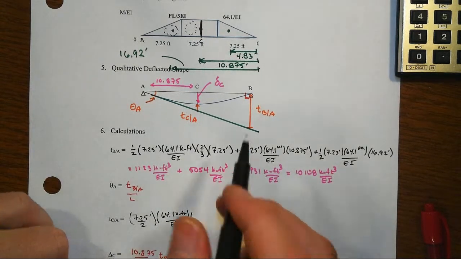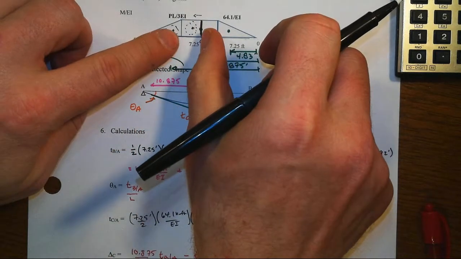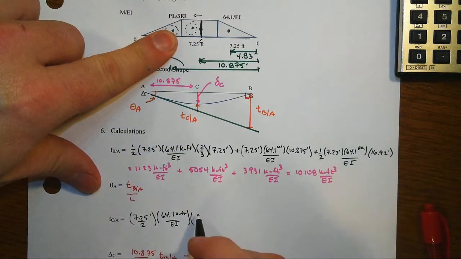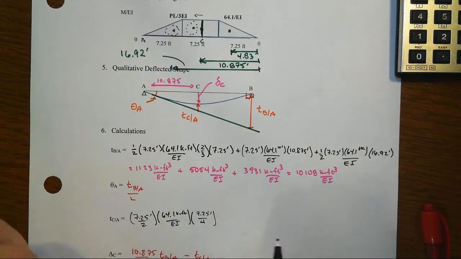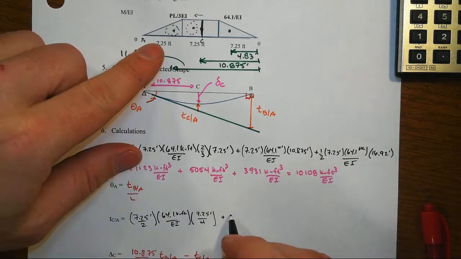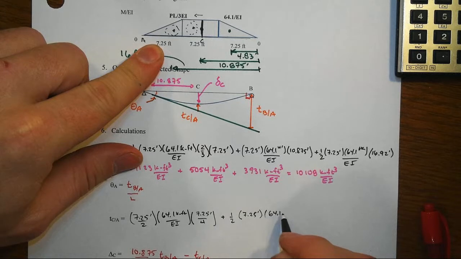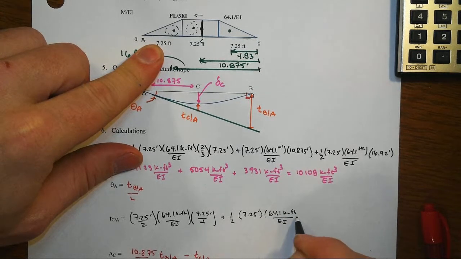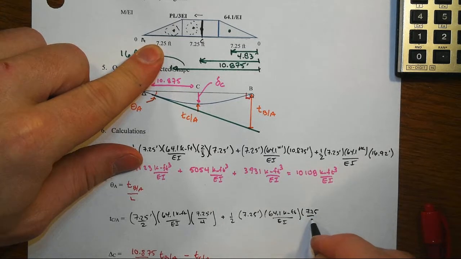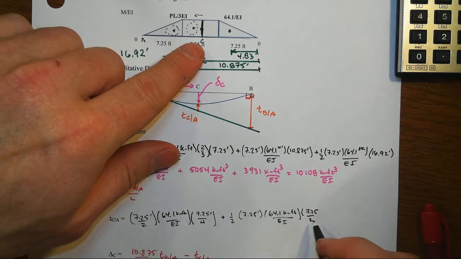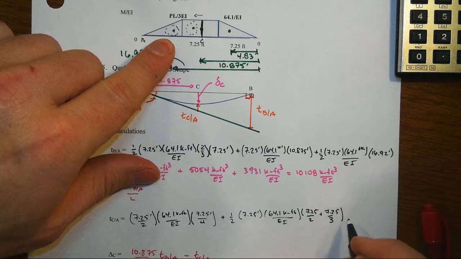Its moment arm is going to be from there to there, and half of that was 7.25 divided by 2. We want 1/4 of that for that moment arm. So that's that first one, plus then we get this last part, that's 1/2 times 7.25 feet times the 64.1 kip foot over EI, and then the moment arm here is going to be 7.25 divided by 2. That gets us from point C over to the edge of the rectangle, plus 7.25 divided by 3 to get us the rest of the way.